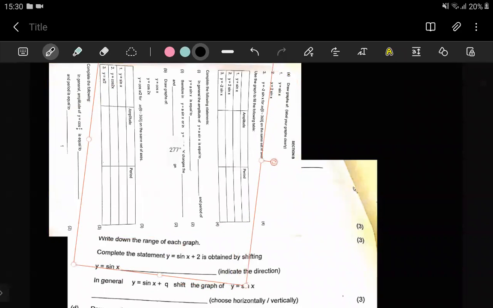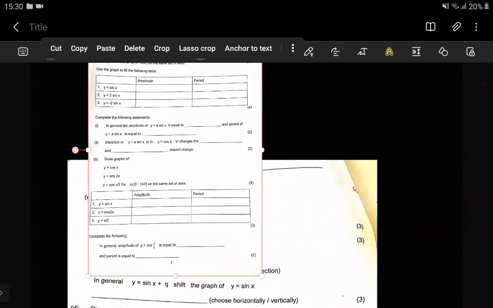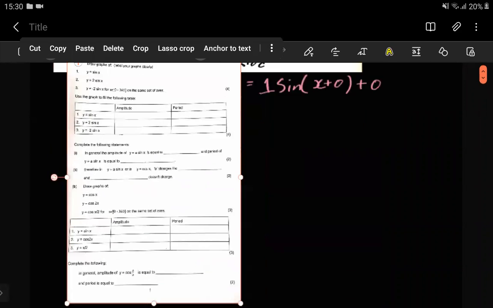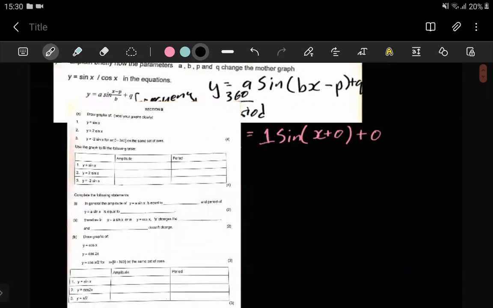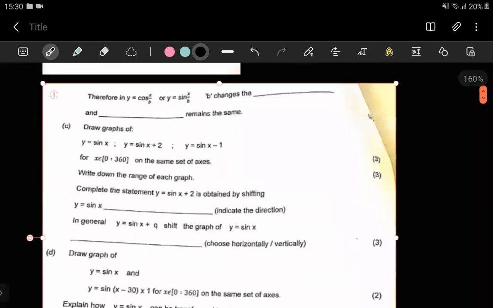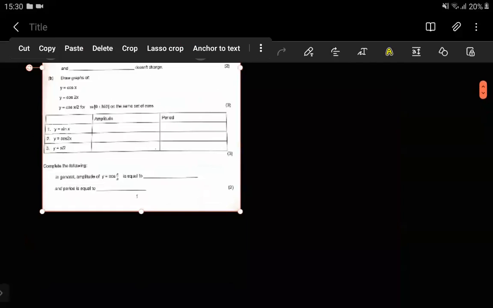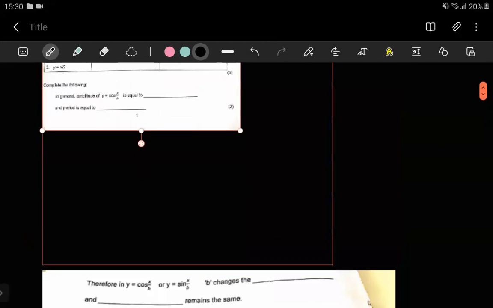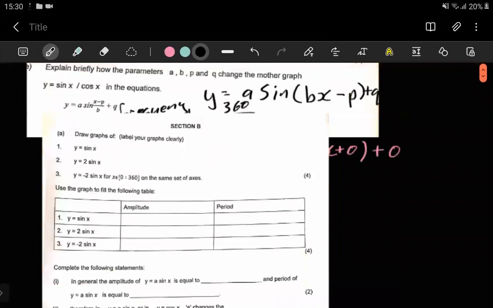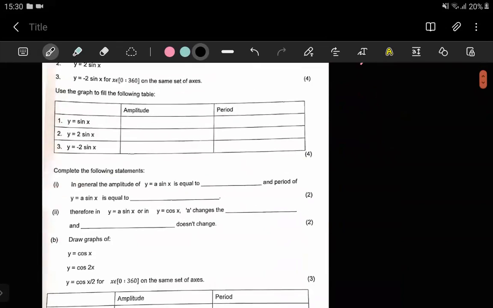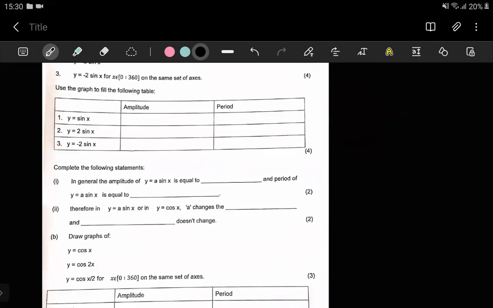Yeah, so I think this one is the one that comes before the C here. Let me move this down, because what we have here starts off by asking us to do the following. It says draw the graphs of this. Yes, we drew them, I'm assuming. And then down here, complete the following statements. In general, the amplitude of this is equal to, well, A is the amplitude. Oh yeah, so A is usually equal to 1.